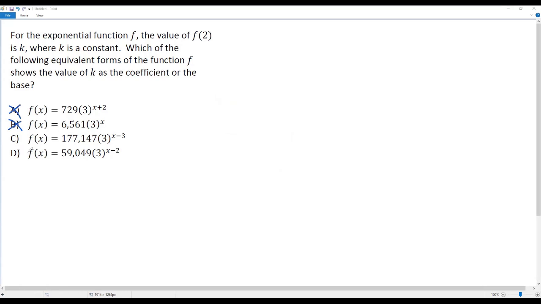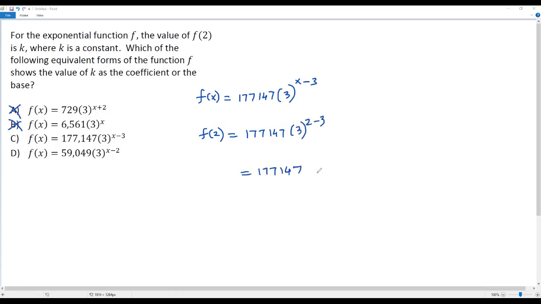Let's consider the function f of x in answer choice C. That is f of x equals 177,147 times 3 to the power of x minus 3. Now let me plug in x equals 2 to get the value of k. That is 177,147 times 3 to the power of 2 minus 3. Then we get 177,147 times 3 to the power of negative 1. So the simplification of 2 minus 3 is negative 1. So we get 3 to the negative first power.